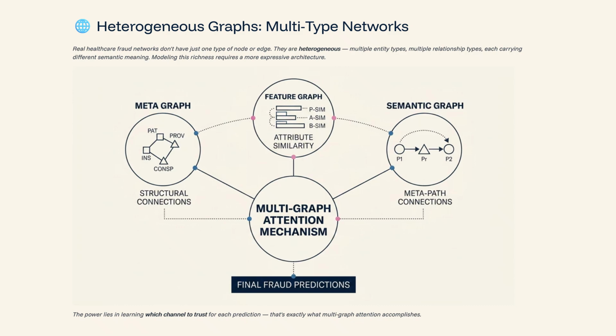The mechanism that handles this is called the multi-graph attention mechanism. It allows the model to learn which channel to trust for each specific prediction. For detecting a patient who's part of a billing ring, maybe the provider-to-patient channel carries the most signal. For detecting an insurer complicit in fraud, the financial transaction channel might dominate. This dynamic channel aggregation is what makes heterogeneous GNNs so much more expressive than their homogeneous counterparts and so much better suited to the complex multi-actor reality of healthcare fraud.